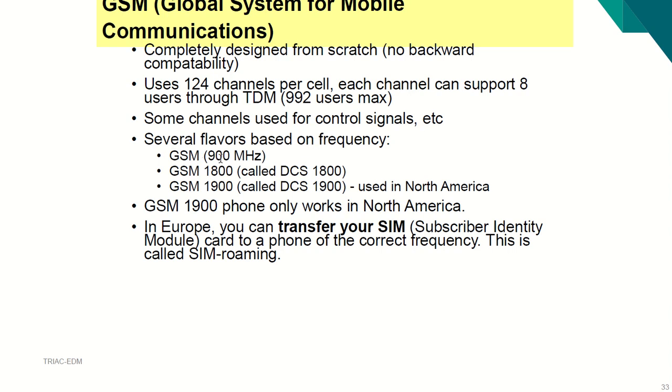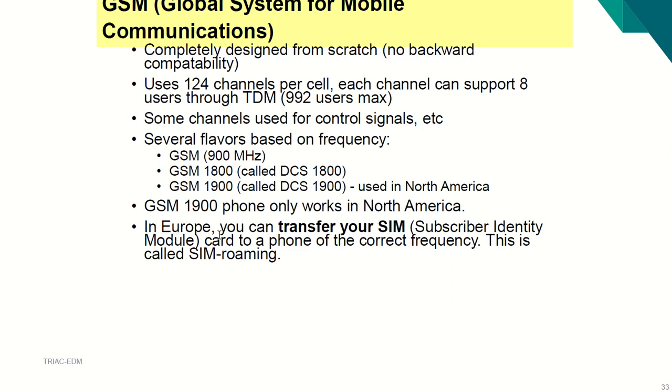For example, GSM 900, GSM 1800, which is called DCS 1800, or GSM 1900, which is called DCS 1900, generally used in North America. A GSM 1900 phone only works in North America. So, for example, in the old times, if you moved from one country to the other, you had to buy a new cell phone or you could not use it.